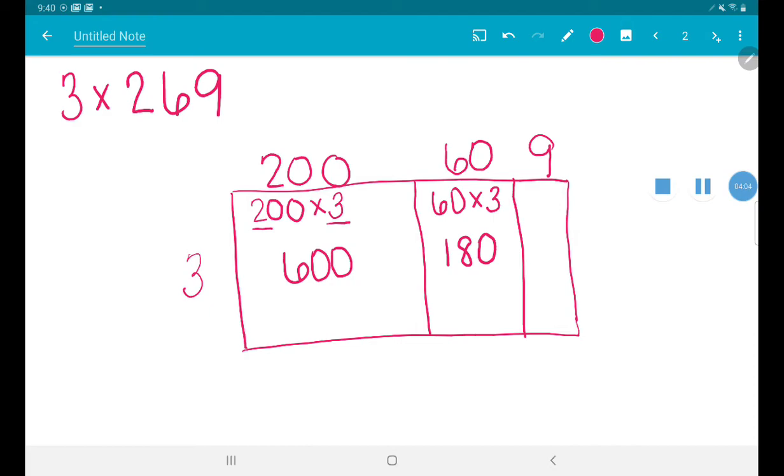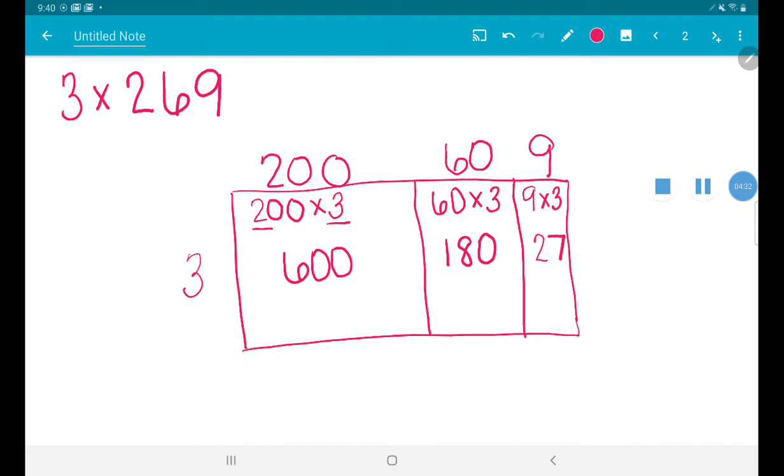Cash, how are we going to find the area of the last section? Times 3. Very good. Length is 9 times the width of 3. 9 times 3 is 27. Very good. Okay, now I have all my parts, or partial products.